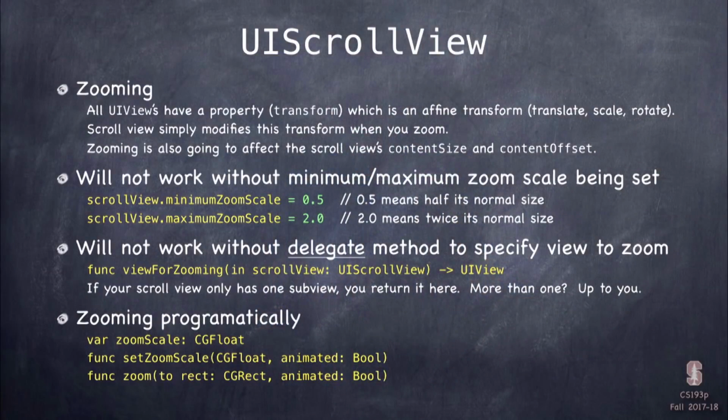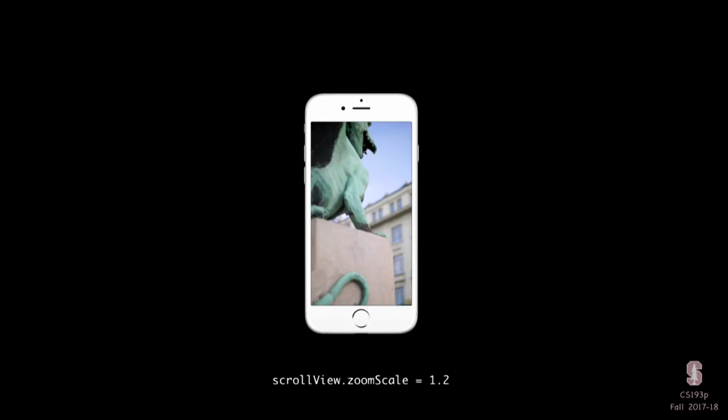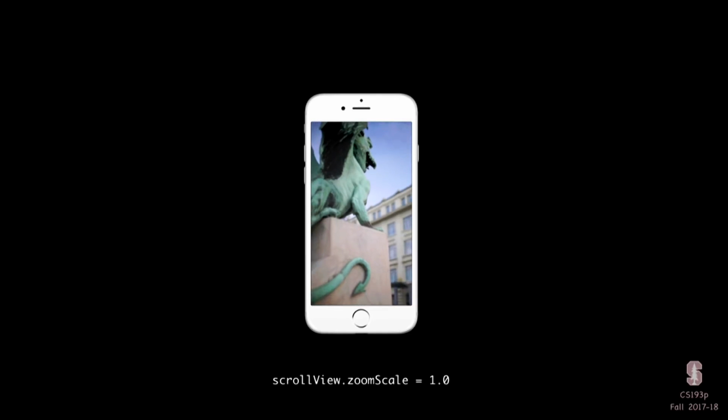Okay, you can also zoom programmatically. In addition to pinching to zoom, you can set the zoom scale and also zoom to a rect. And here's what that looks like. So here I have my zoom scale set to 1.2. That's 20% larger than the identity matrix. Here I've gone back to identity matrix.